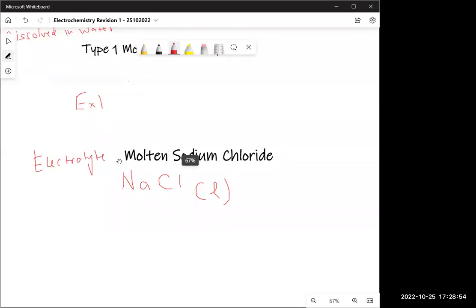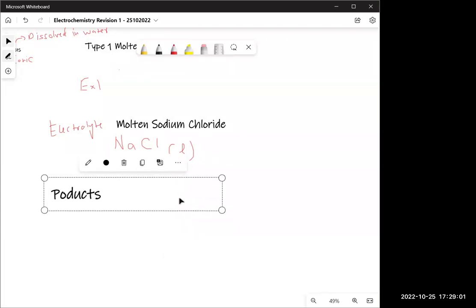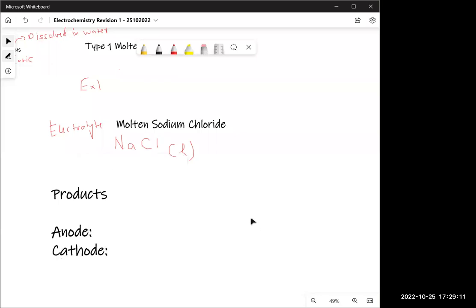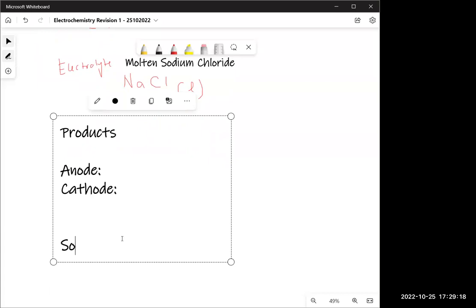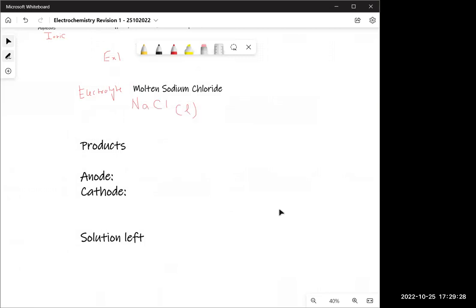Now my job is to find out what will be formed at anode. Products. I'll always have two products: products at anode and at cathode. There's one thing also, which is solution left in, let's say, left in beaker. Now these are the three things we have to find.